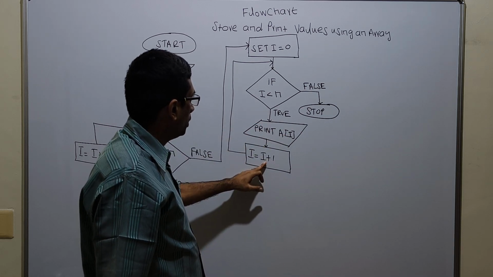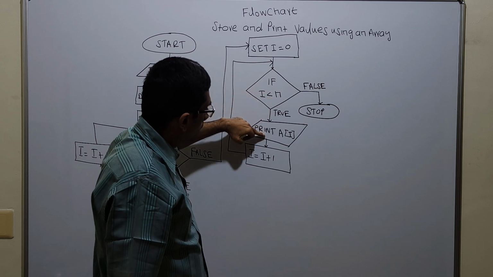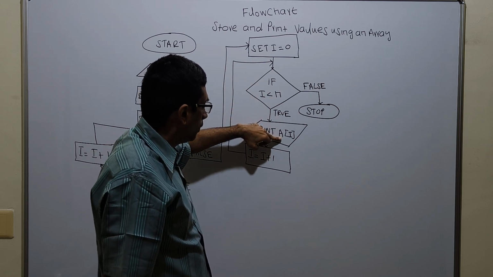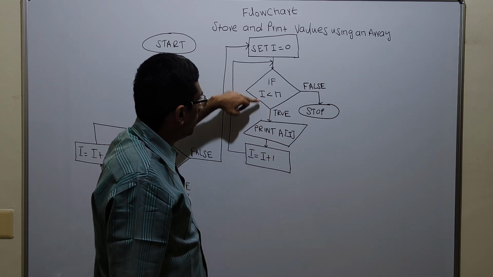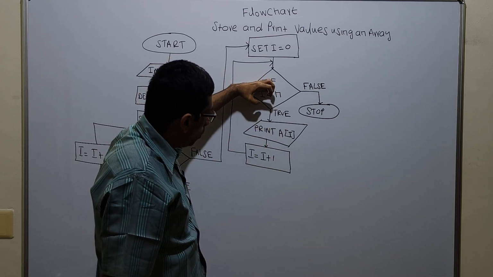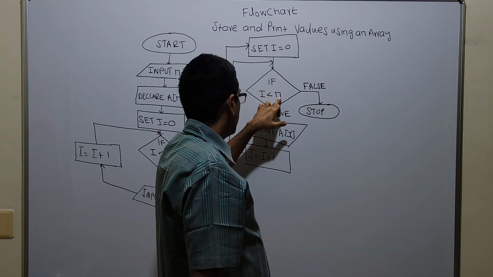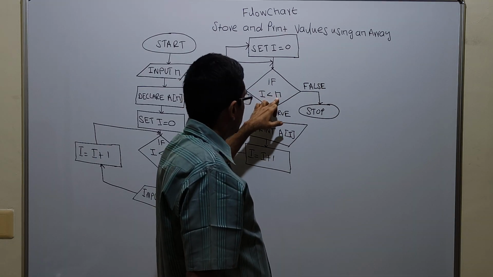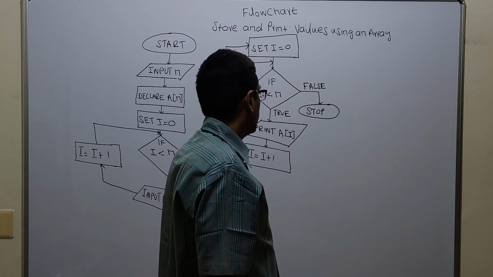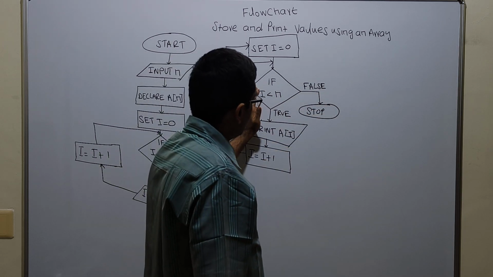I is incremented by 1. Again the condition will be checked. Okay, 1 less than n. If it is true, print a of 1. The value in the index position 1 will get printed. I will be incremented. The condition will be checked. In this manner, in this loop, index positions 0 to n minus 1 of the array will get printed. Once I reaches the value n, that means I less than n is false, I am ending this flowchart with a logical stop. So, getting an input and printing the results of an array.